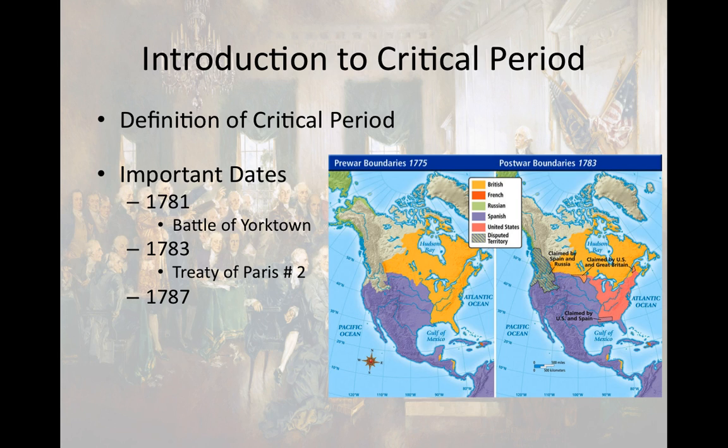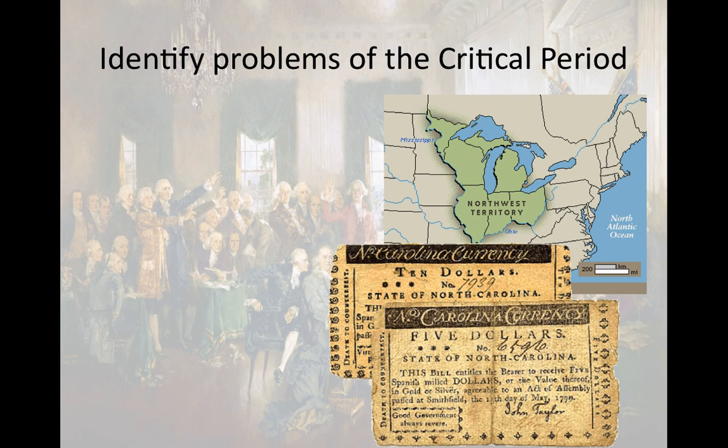1787 is an important year. I want you to go ahead and think about that right now. Go ahead. This one's a little bit more difficult, but hopefully you came up with Shays' Rebellion. We'll talk about Shays' Rebellion a little bit more. And then finally, 1789 is the year that the Constitution is finally put into effect and George Washington becomes the first president.